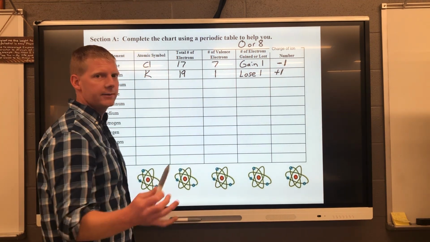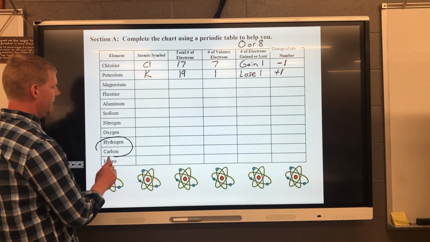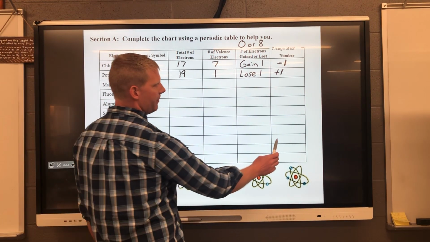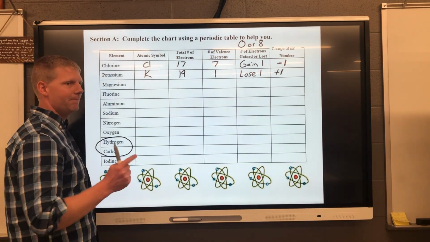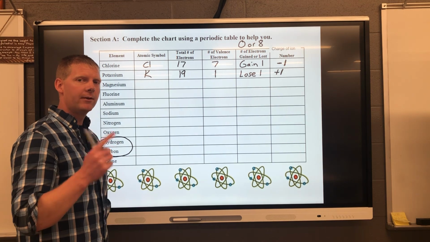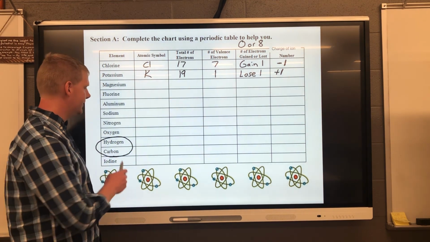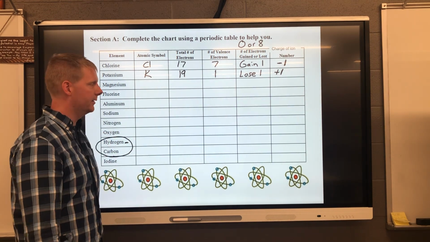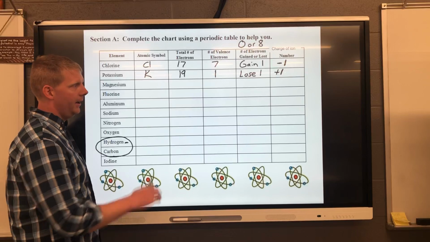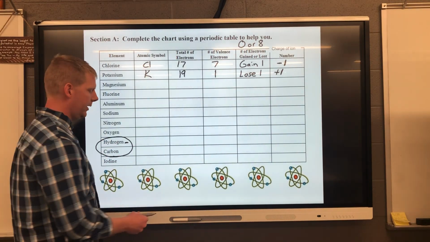So I want you to pause the video, take some time to do the rest of them. Be careful with hydrogen and carbon. All right, these can actually form a positive or a negative ion. Hydrogen only has 1 energy level, and remember that energy level only can hold 2 electrons. So in this case, this is the one exception. Hydrogen, it kind of wants to get to 0 or 2 valence electrons. All right, pause this. Go fill in the chart, then you can check your answers.